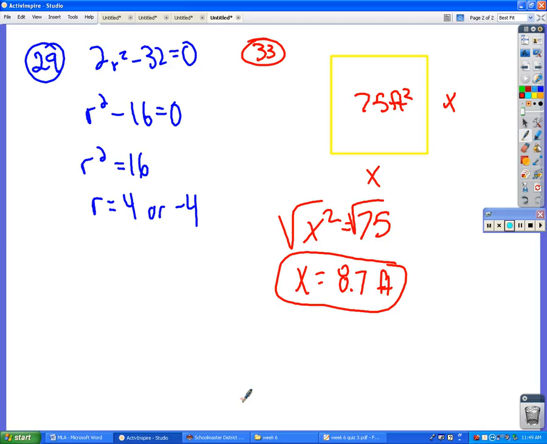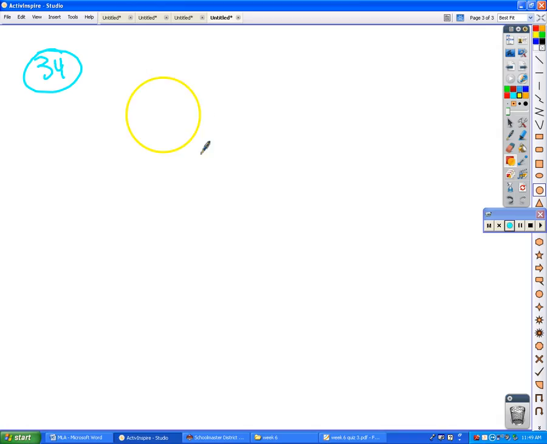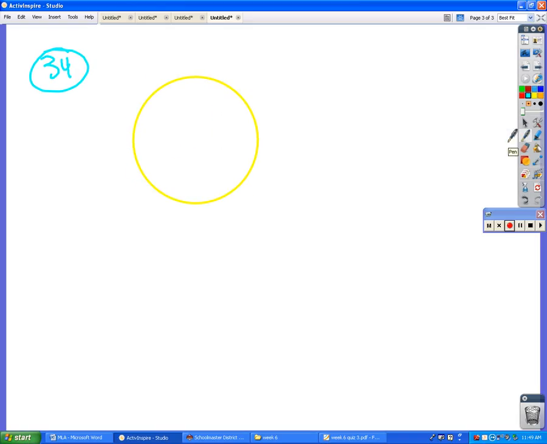So do you do the same thing in number 32? You do the same thing in number 32. Number 34, however, is a little bit different because now it's not a square, it's a circle. And they tell you, again, that the area of this one is 90 square centimeters.